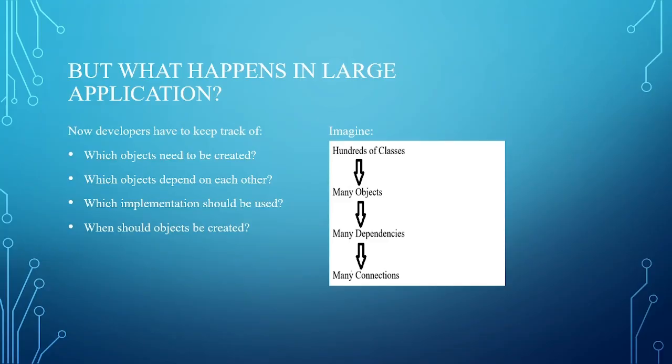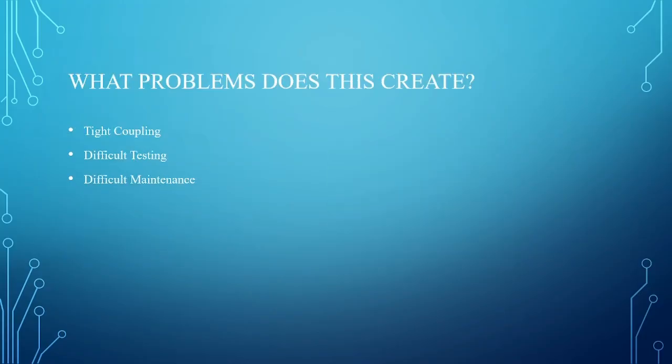So far, we have seen that Java applications can be built using normal Java concepts, but as the application grows, managing the objects and their dependencies manually becomes difficult. But what specific problem does this create in our application? In the next video, we will understand those problems, starting with tight coupling.